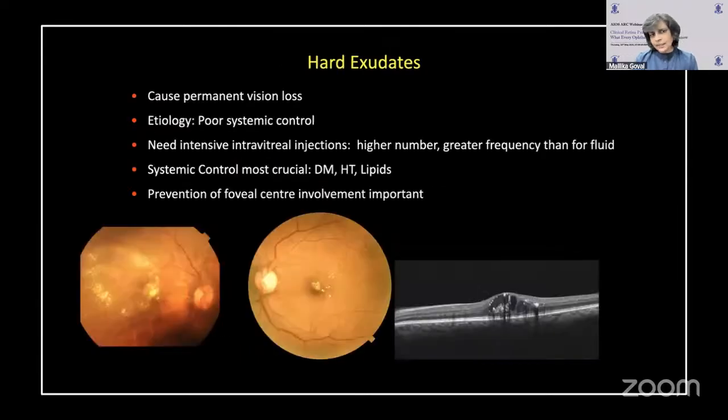Interestingly, hard exudates can develop very rapidly, especially in those with uncontrolled diabetes and dyslipidemias. And once they involve the fovea, the vision may never be the same, even if treatment helps to resolve these exudates. They need more intensive intravitreal injections than just fluid, which means a higher number of injections with greater frequency. And it is more important to prevent foveal center involvement with injections before the center gets involved, rather than chasing them later.